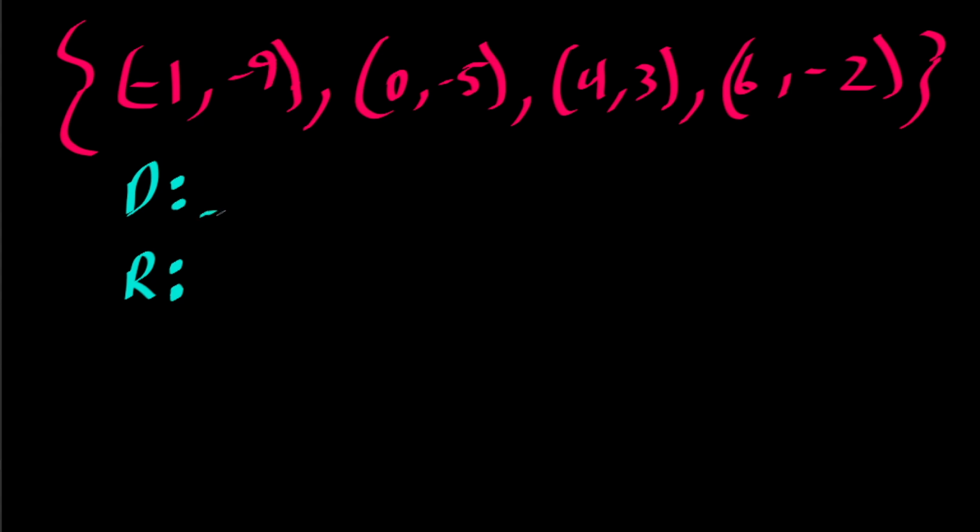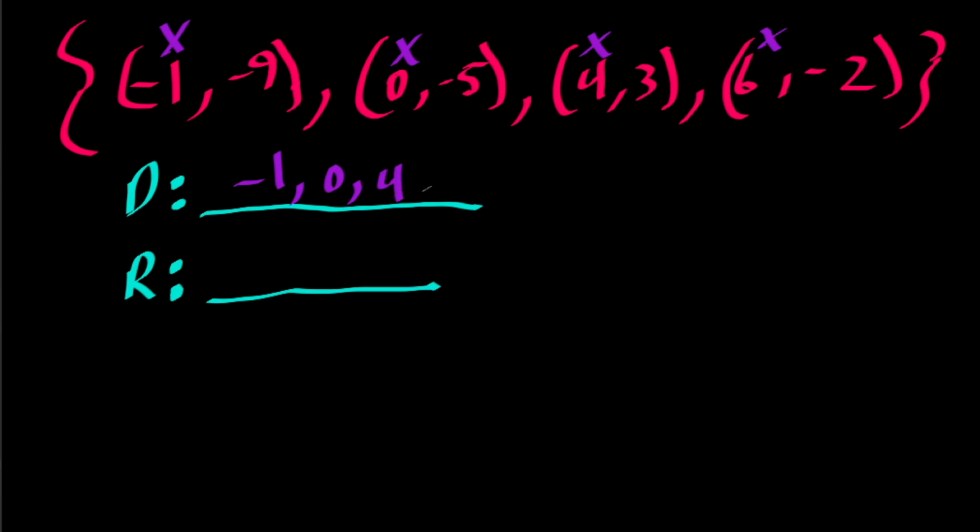So the domain, once again, see if you can pause the video and figure out the domain. It's just the x value. If I go through and look at each of these ordered pairs, the first coordinate is the x value. So my domain, and I'll order these from least to greatest, would be -1, 0, 4, and 6.